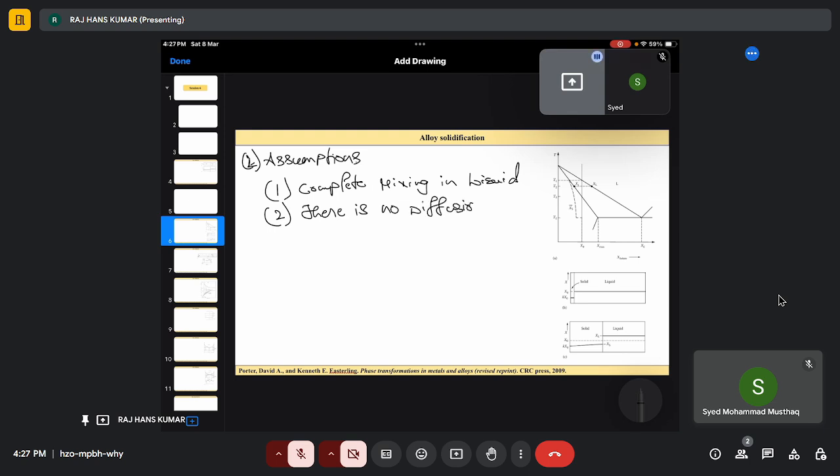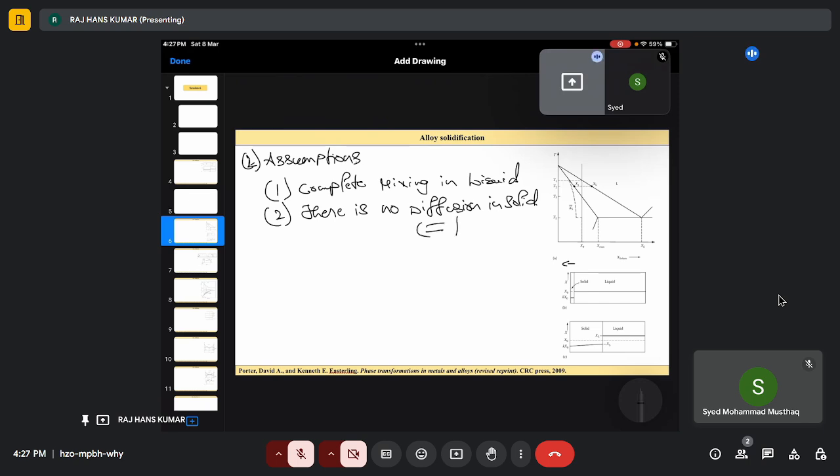Let's say we are quenching. Instead of cooling the solidified part, let's say we are quenching this solidified part. Then we are completely arresting the thermal motion of atoms, the diffusion of atoms. Right? So that is what. That is this.